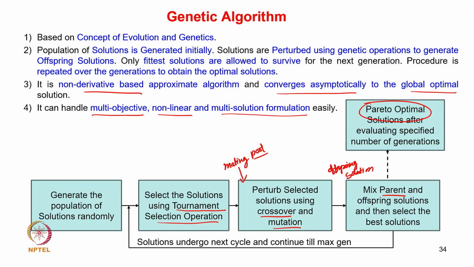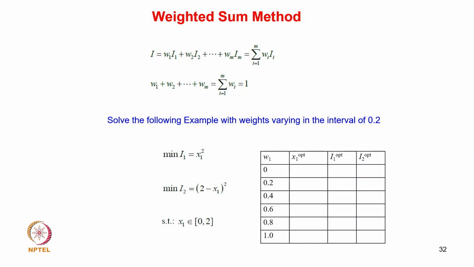Here an illustration of the weighted sum method is given. The weighted sum method is a conventional method. In the weighted sum method, we combine multiple objectives in a weighted manner, and the sum of all these weights should be equal to 1. Then we vary these weights and solve the combined objective function multiple times in order to generate different Pareto optimal solutions.